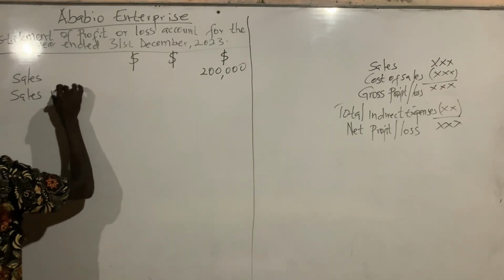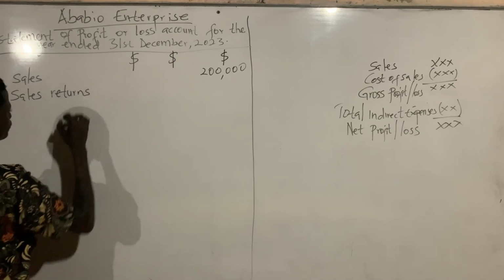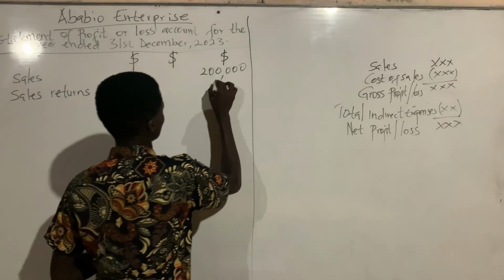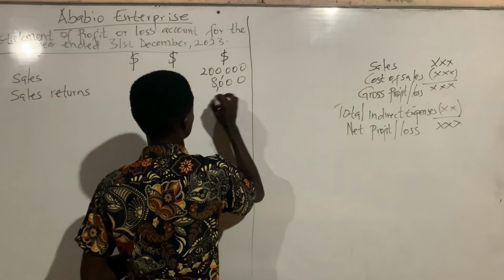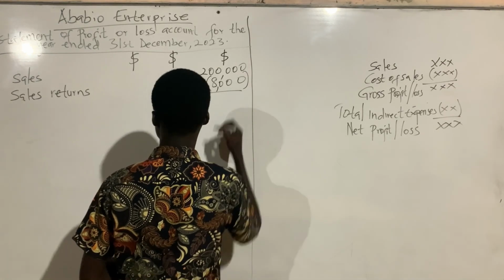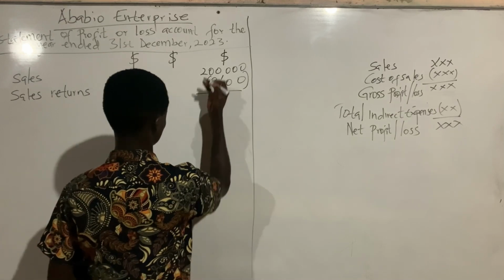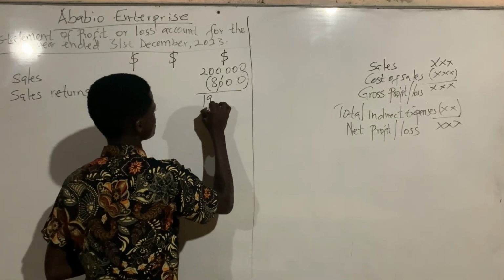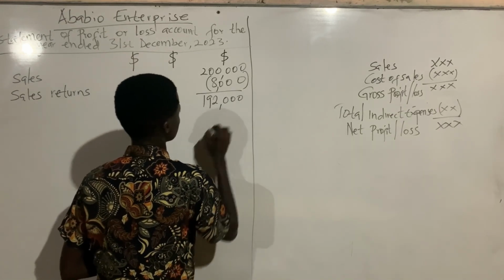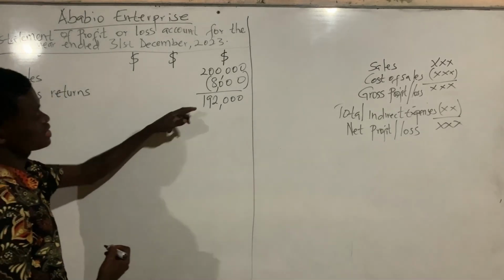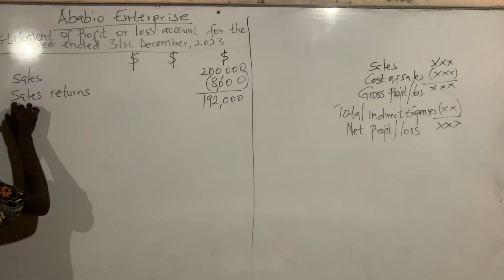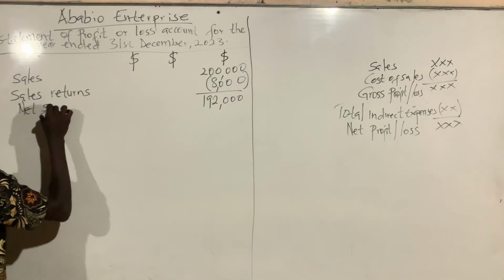So we will write our sales returns and its amount is $8,000. We will take out the sales returns figure from the sales figure and we will get $192,000. So this amount is what is referred to as the net sales.